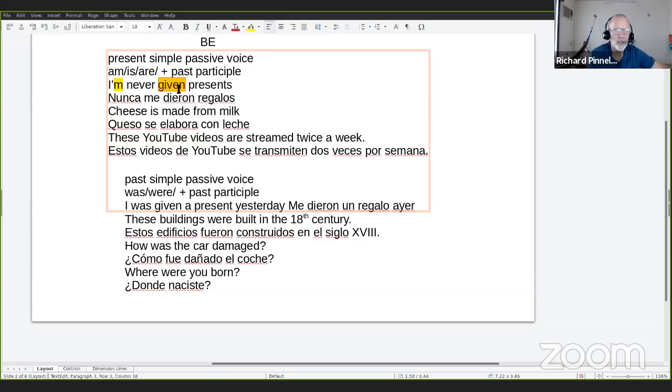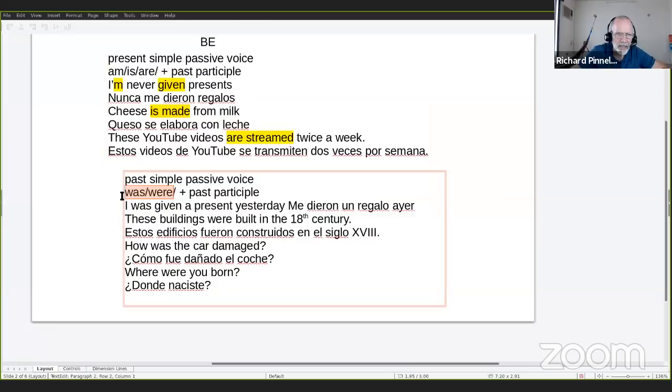Okay. So I'm never given presents. En español es nunca me dieron regalos. Cheese is made from milk. Usando el verbo be más el pasado participio del verbo principal. Si quieren saber más del pasivo, el video anterior, que es el martes, trataba de todo eso. Solo de este tema. These YouTube videos are streamed twice a week. Otro ejemplo del pasivo con el verbo be más el pasado participio del verbo principal. Y también podemos usar el pasivo en el pasado. La única cosa que tenemos que hacer es cambiar el verbo be: was y were en cambio de am, is y are.